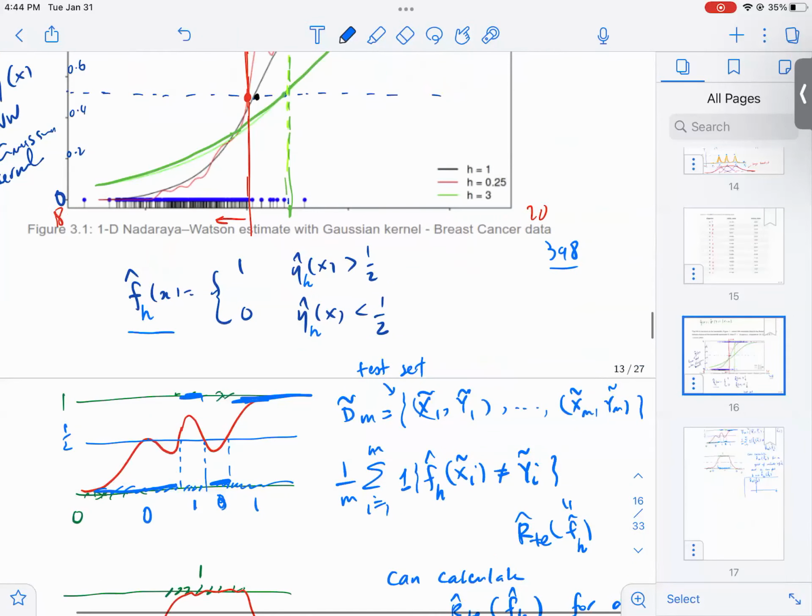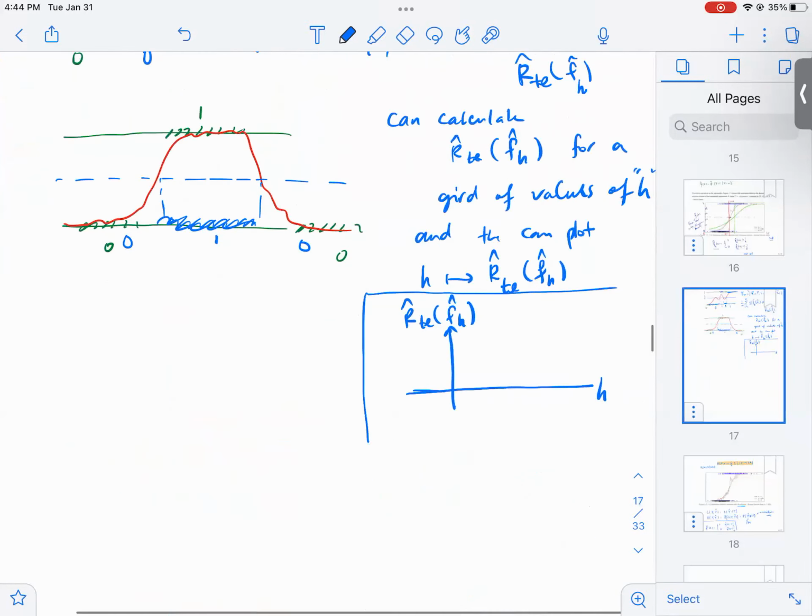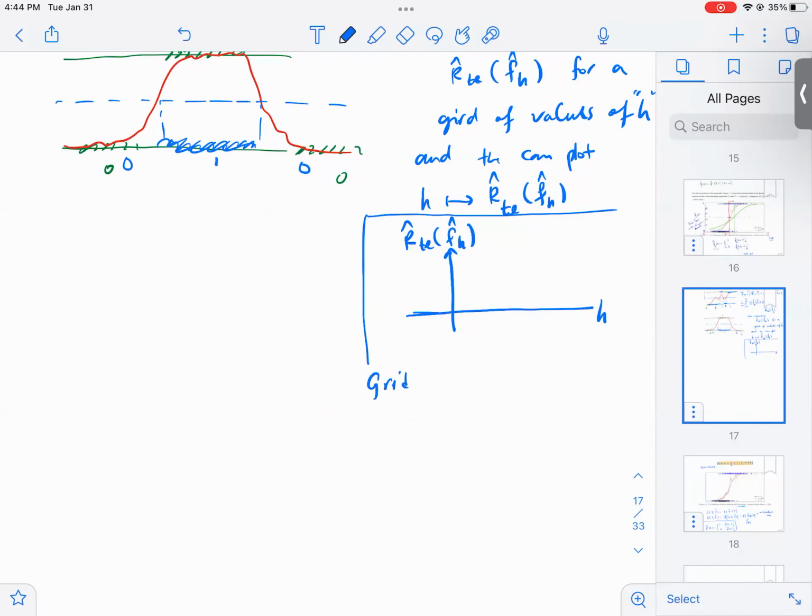This is sometimes called a hyperparameter. This model has a hyperparameter H, which we haven't specified. You have to specify it, so grid search, hyperparameter tuning, search or tuning. It's a form of cross-validation, although for cross-validation, what people usually do is split multiple times and then average.